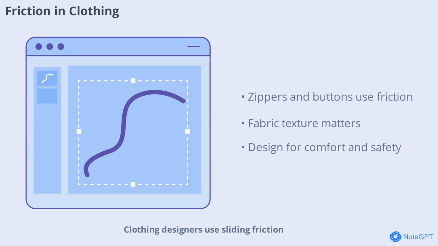Clothing designers use sliding friction to create comfortable and functional garments. Zippers, buttons, and Velcro all rely on friction to stay in place. The texture of fabrics affects how clothes feel and move. Sportswear is designed to reduce friction for better performance, while workwear may increase friction for safety. Understanding friction helps create clothing that fits our needs and lifestyle.